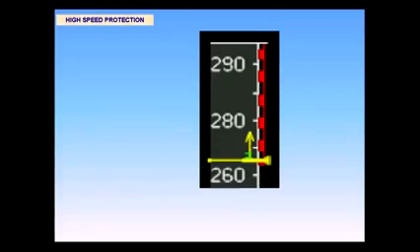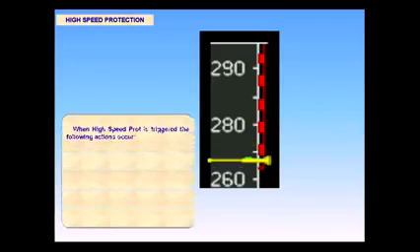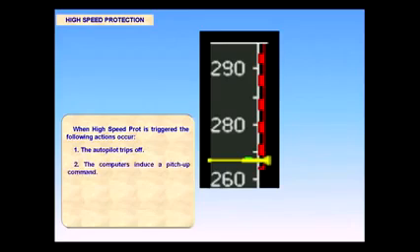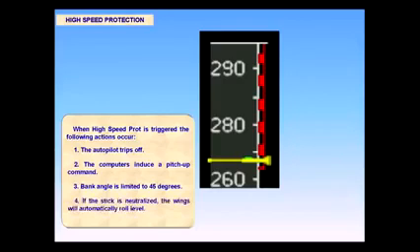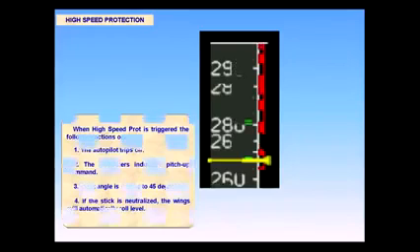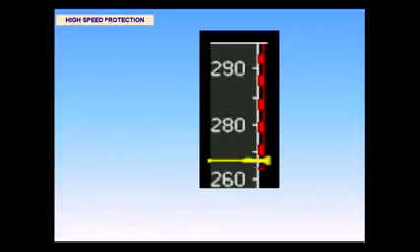When high-speed protection is triggered, the following actions occur. 1. The autopilot trips off. 2. The computers induce a pitch-up command. 3. Bank angle is limited to 45 degrees. 4. If the stick is neutralized, the wings will automatically roll level. If high-speed protection has been triggered, the pilot cannot override the automatic pitch up.